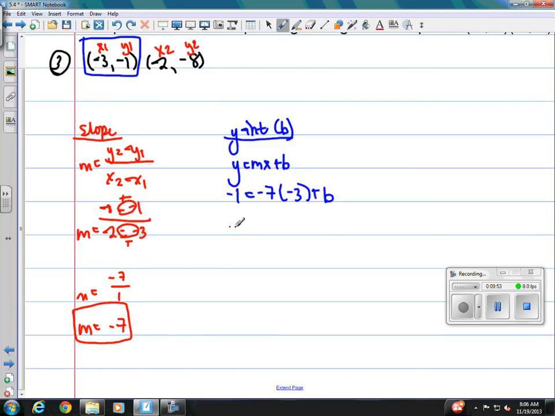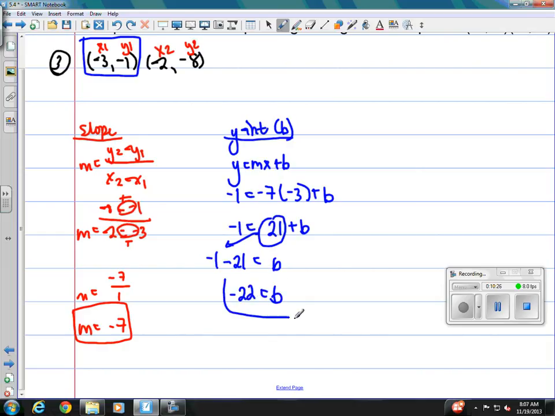So we get -1 equals, and we have to simplify by saying -7 times -3 makes a positive 21 plus b. Last step to solve for b is to transpose. So I'm going to keep my -1 here on the left and bring my positive 21 over to become a minus 21 equals, and then what's left over here is our b. The -1 minus 21 is a -22 equals b.